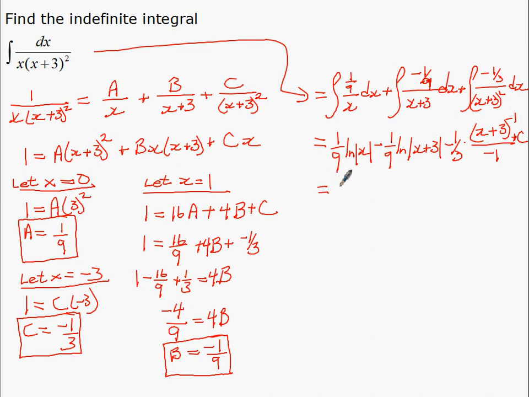Giving us, if we simplify it fully, 1 over 9, subtraction of 2 logs is the same as the division, so that's ln of x over x plus 3, plus, minus minus 1 over 3 times (x plus 3). So there's the fully simplified form of the integral.